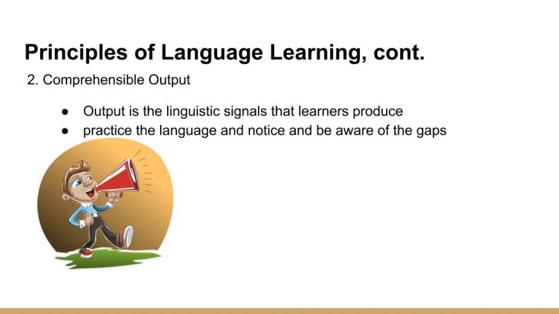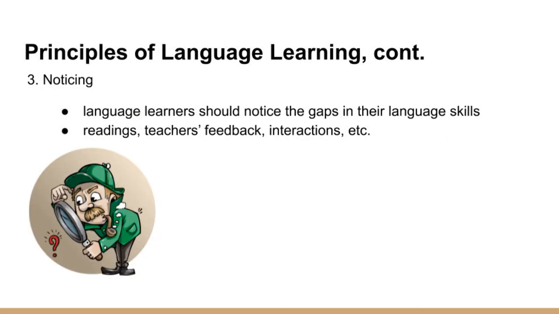Furthermore, language learning needs comprehensible output. Output is the linguistic signals that learners produce in writing, speaking, and signs. Learners expressing themselves through different means of expression can help them practice the language and possibly notice and be aware of the gaps in their learning. Language learners should notice the gaps in their language skills. These gaps could be noticed in many ways, including readings, teachers' feedback, and interactions with native or non-native speakers of the target language.